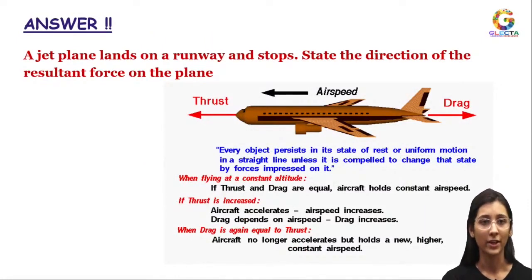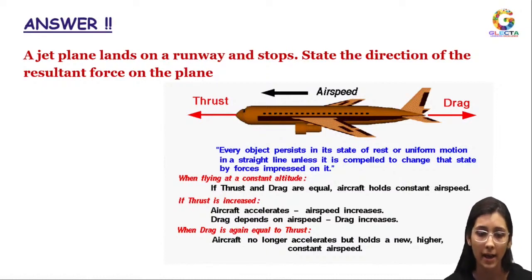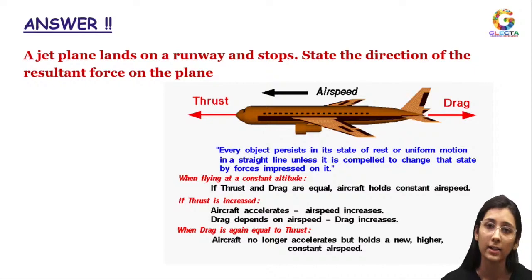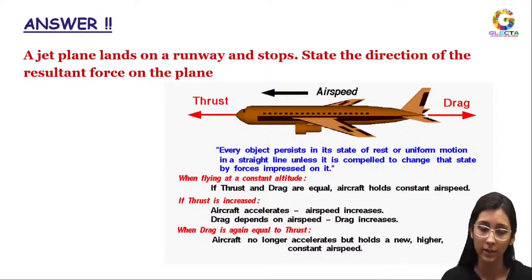Now answer some questions. A jet plane lands on a runway and stops. State the direction of the resultant force on the plane. Here's a question in front of you. There is a jet plane and on a runway it stops. Now you have to tell the direction of the resultant force on the plane. Now you know what resultant force is? Resultant force is the difference of the two forces which are applied on that object.